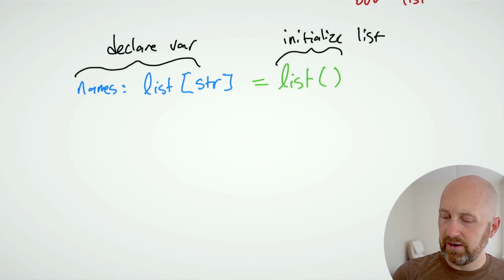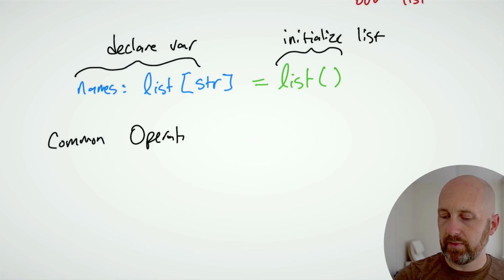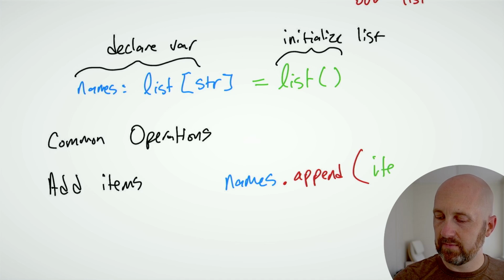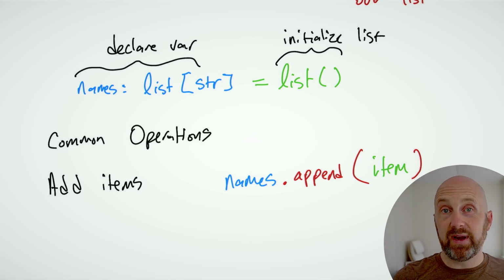So common operations. Add items to list. And so to add an item, we will use the list name. So here we have names. And then in red, I'm going to have the method .append, and then the item value. And so this is how we're able to add an item on to the end of a list data structure.